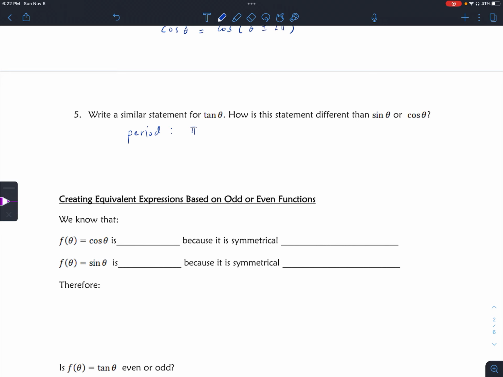So the statement could look like: tangent theta equals tangent of theta plus or minus pi. We add the period or we take the period away, that's not going to change how the graph looks. So tangent theta is equivalent to tangent of theta plus pi or tangent of theta minus pi.